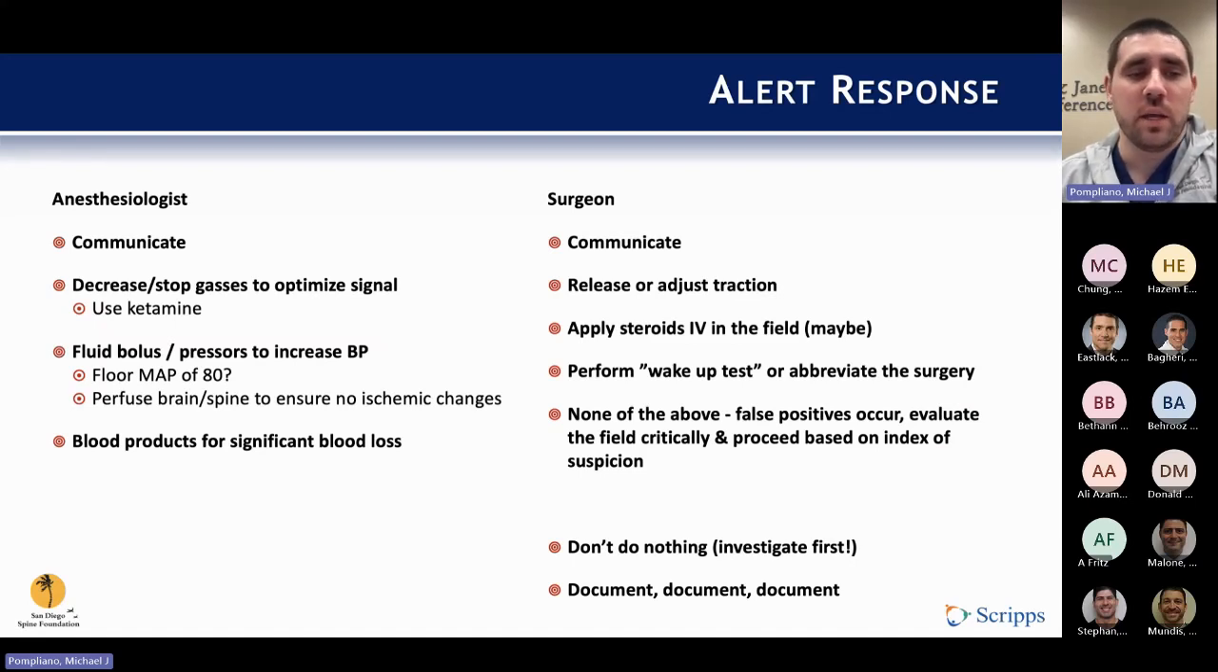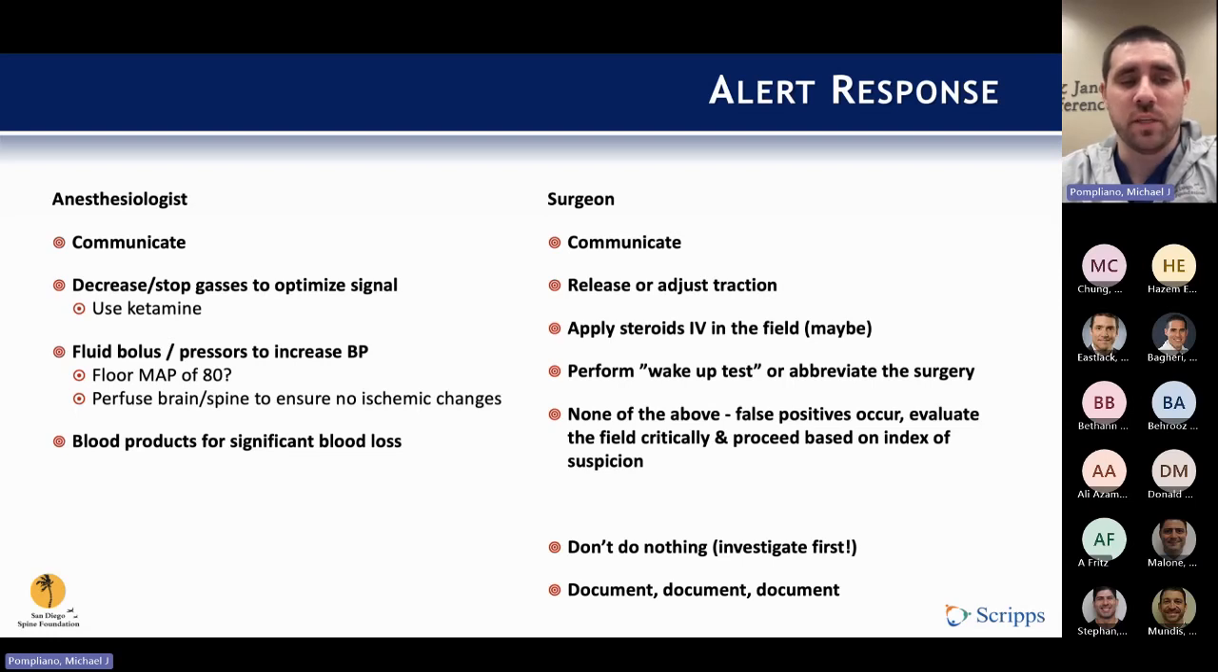A lot of the factors that we talked about, the anesthesiologist is going to communicate, and the surgeon is going to communicate. The anesthesiologist initially is going to decrease or stop the anesthetic gases to optimize the signal. They can use ketamine to maintain amnesia, and then they'll work on the physiologic factors primarily. So fluid bolus, pressors to increase blood pressure. Most people recommend a MAP of 80, though I have seen some recommendations for 70 as well. Then ensure that the brain and spine are adequately perfused to avoid ischemic changes. You can provide blood products for significant blood loss if that's a suspected etiology.